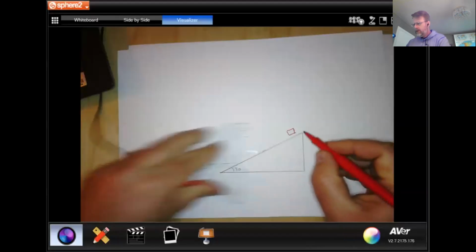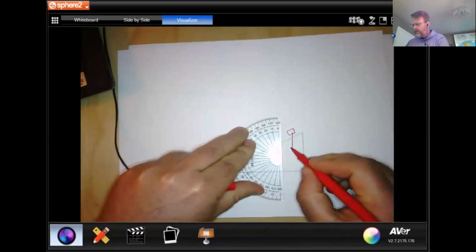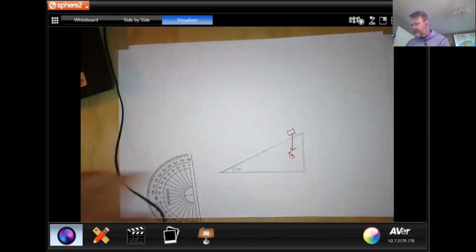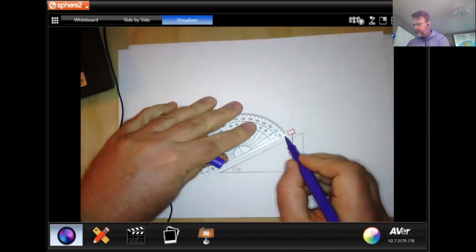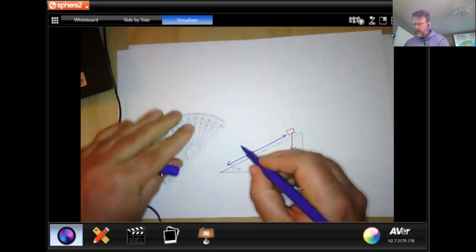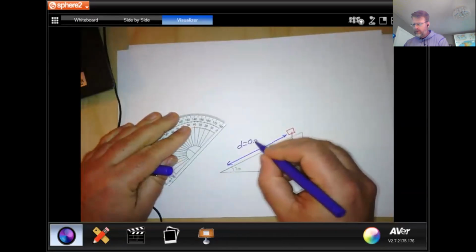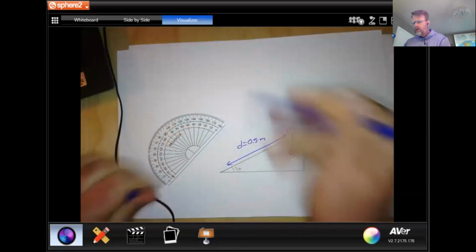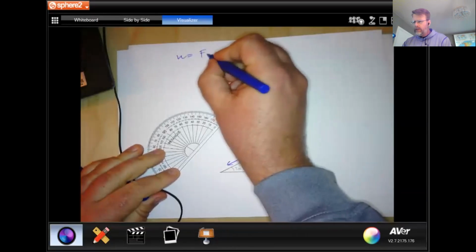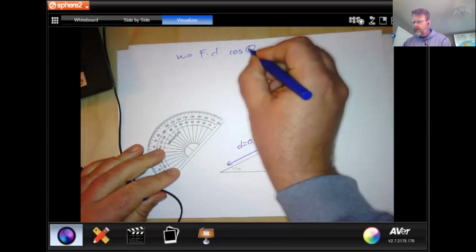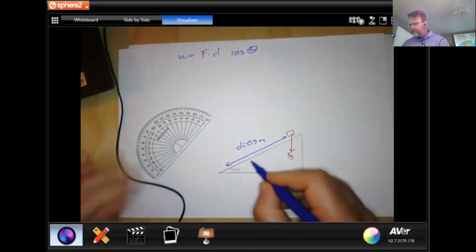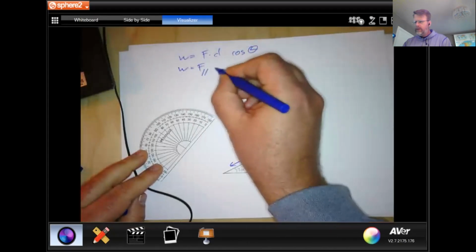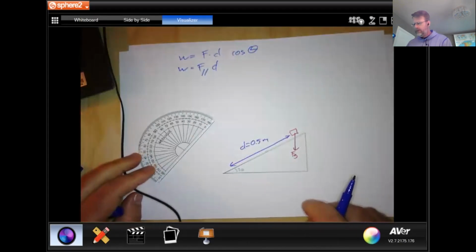Okay, so as we look at this, we see that gravity is pulling down, right? And our displacement is moving in this direction. And that was 0.5 meters. So we can solve this a number of different ways. The one way is our force times our distance times the cosine of theta. But we have to be very careful at which angle we want to use.